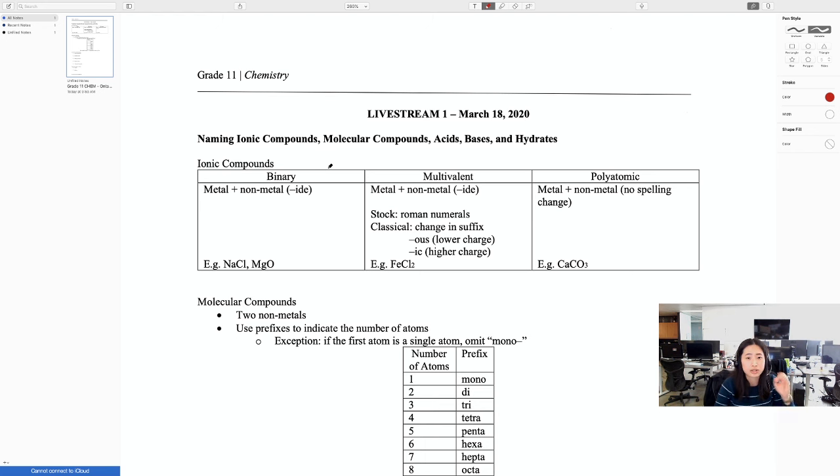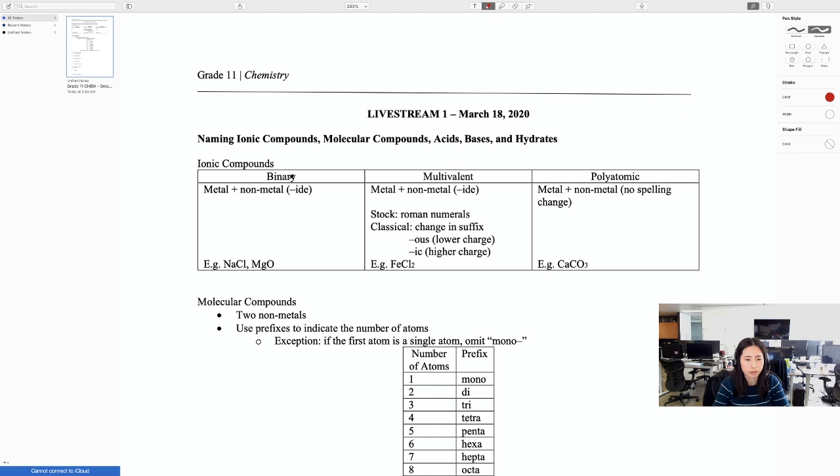For ionic compounds, there are 3 different types. You have binary, which means only 2 elements that are chemically bonded, forming ionic bonds. Then you have multivalent. It's just 2 elements again, but the difference is your metal has more than one charge, so it can carry multiple charges. That's why it's called multivalent. And then you have polyatomic, which means you have multiple elements, for example non-metal CO3, which is carbonate. So it's not just composed of one element. You have multiple elements, and as a result, you're forming a compound.